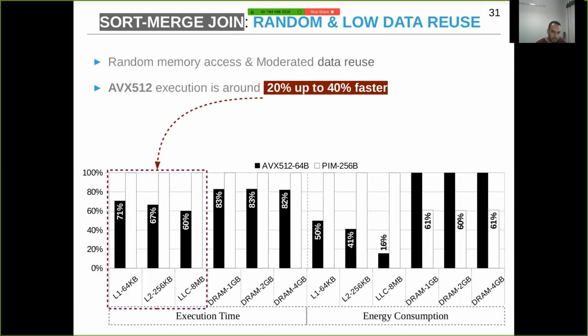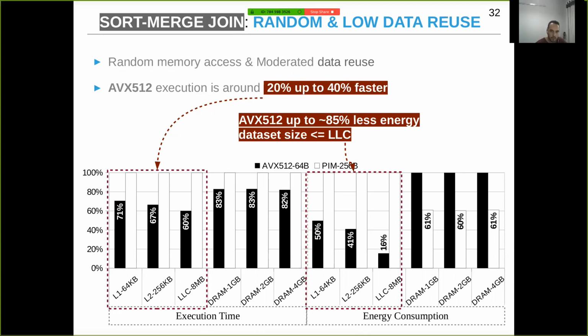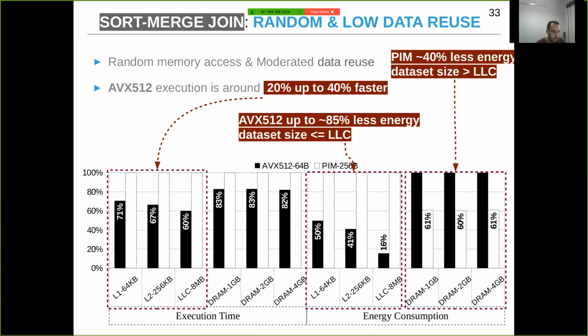When the data set fits into the caches, the CPU processing is faster, around 20 up to 40% faster. And more important, it saves a lot of energy compared to the processing-in-memory, which is a big energy saver, around 85% less energy. However, when the data sets do not fit into the caches, the PIM processing starts to use less energy. But the execution time continues better with the CPU processing.